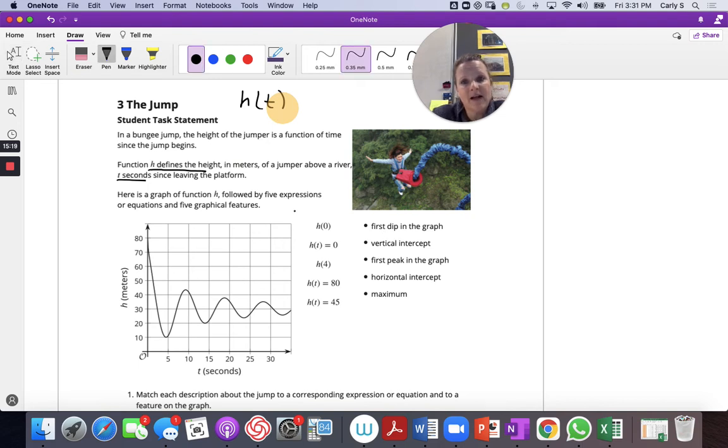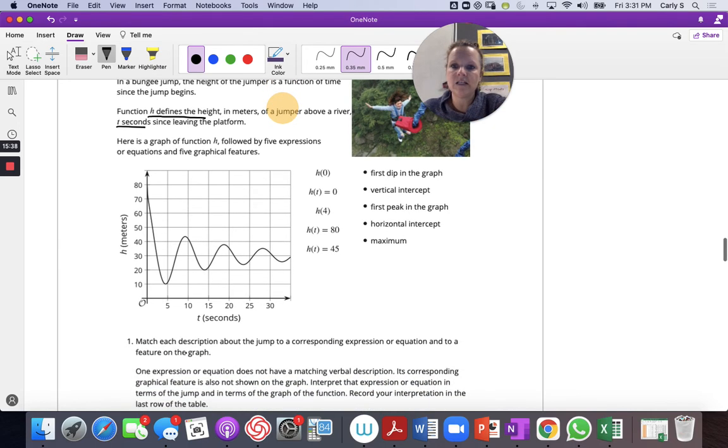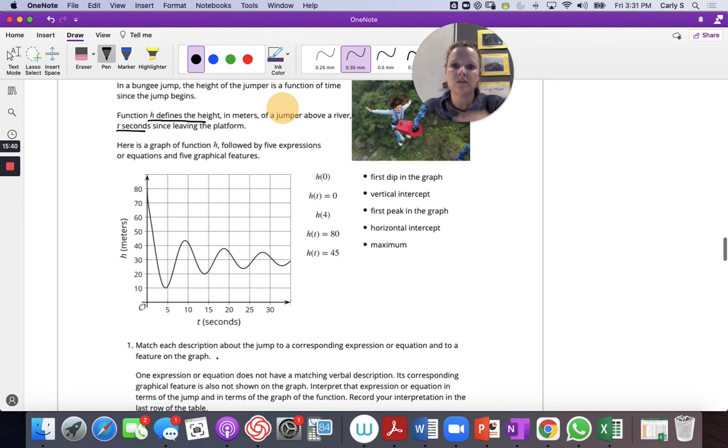I'm going to remind you guys, an expression is something like this one right here, where it's just h of 0. An equation has an equal sign in it. H of t equals 0. Expression, equation, equation, descriptions, okay, graphical features. So let's go ahead and match each description about the jump to a corresponding expression or equation and to a feature on the graph. So we have 3 things to match up, right?